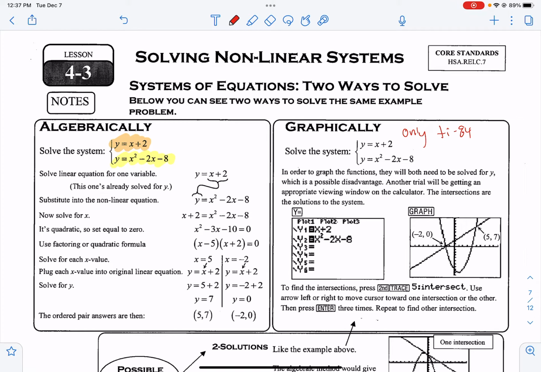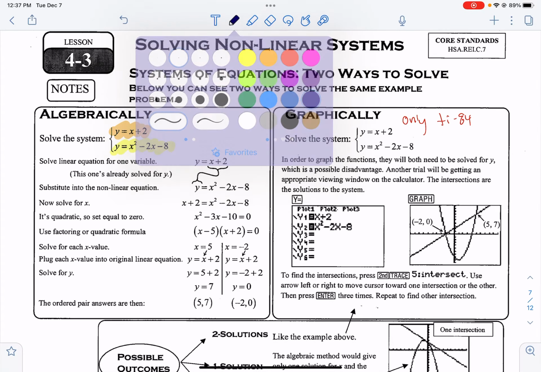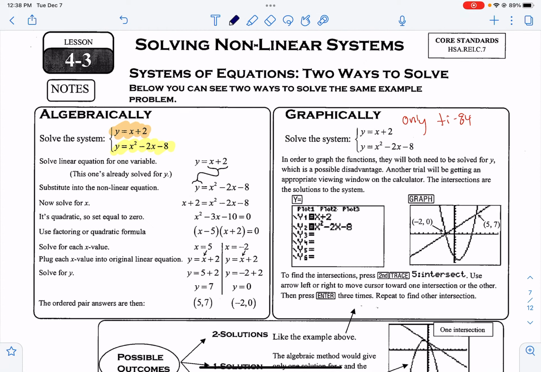We're not going to worry about teaching the graphic way of doing this because we don't have those calculators accessible to everyone. We are going to focus on the algebra, which is more fun anyway, because you're not just pushing buttons, you're actually solving a problem. So we're going to go through the algebraic solution. And I'm going to just kind of read through this example. It's already worked out. The math is already done.